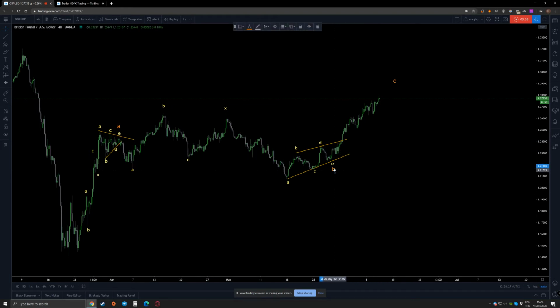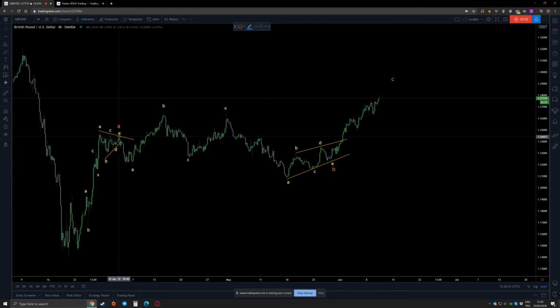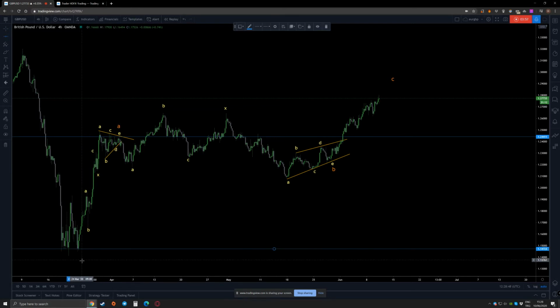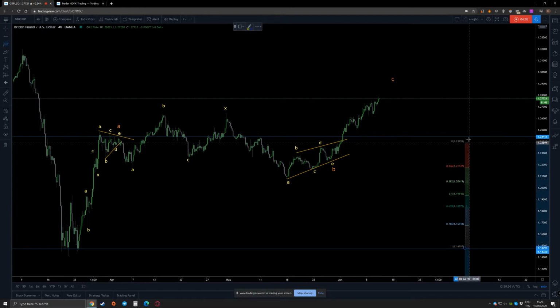If this is the wave B, then what we need is a wave C. Now, if you are looking for a wave A and a B, what should we do? Well, just like we always do, we take a horizontal line. This is where this wave A started. This is where it ended. So let's take our fib tool and go from the bottom to understand where this B wave has ended.